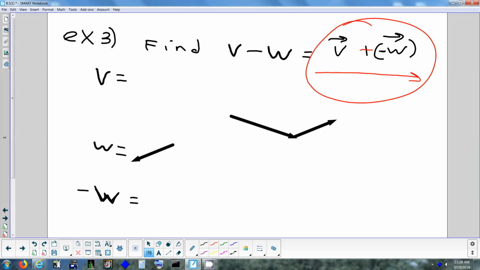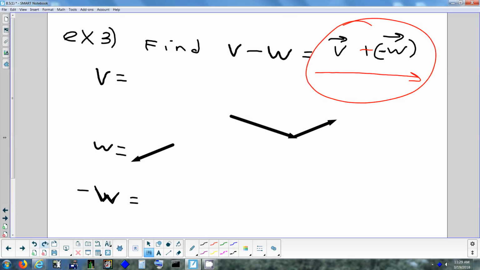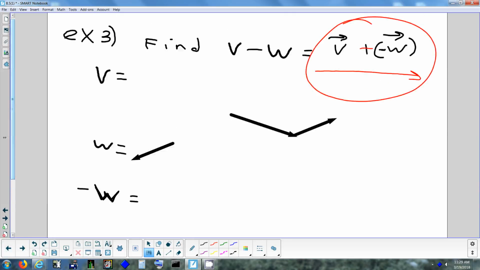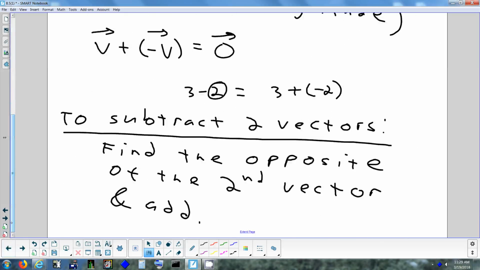Any questions on how we did subtraction? So the red line is the answer. You can leave the red line right there if you want. I just moved it apart so you can see it separate. Wait, so basically you use the opposite of w when you subtract? Yes. You find the opposite of the second one and add. Yep.